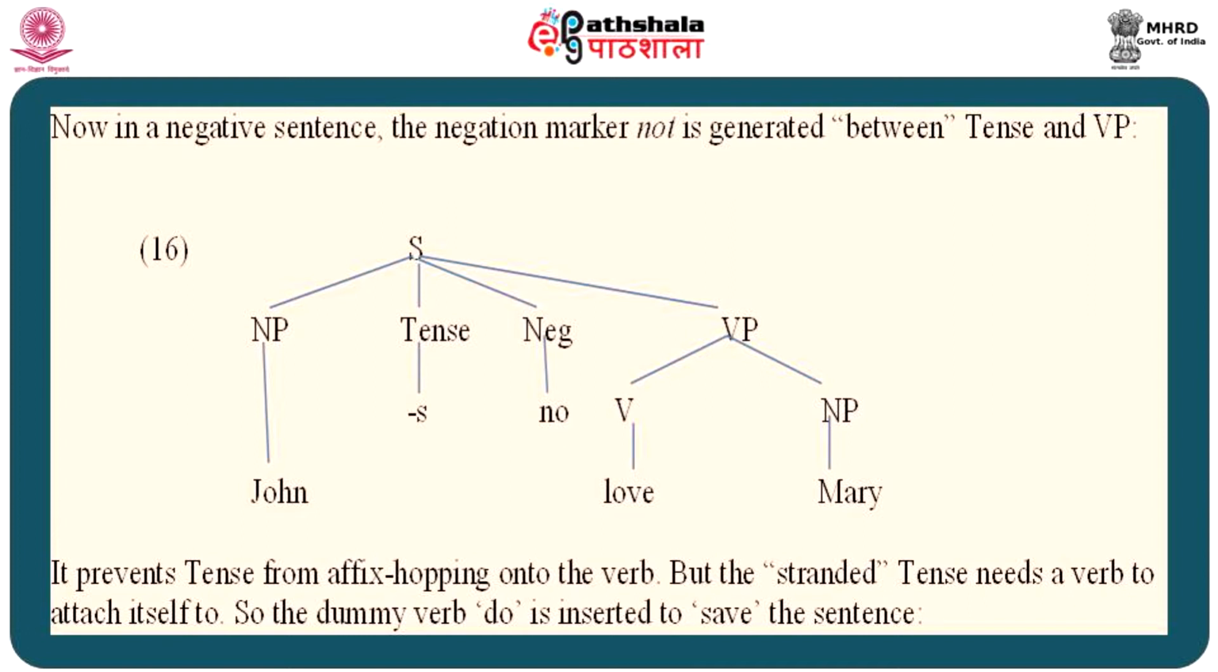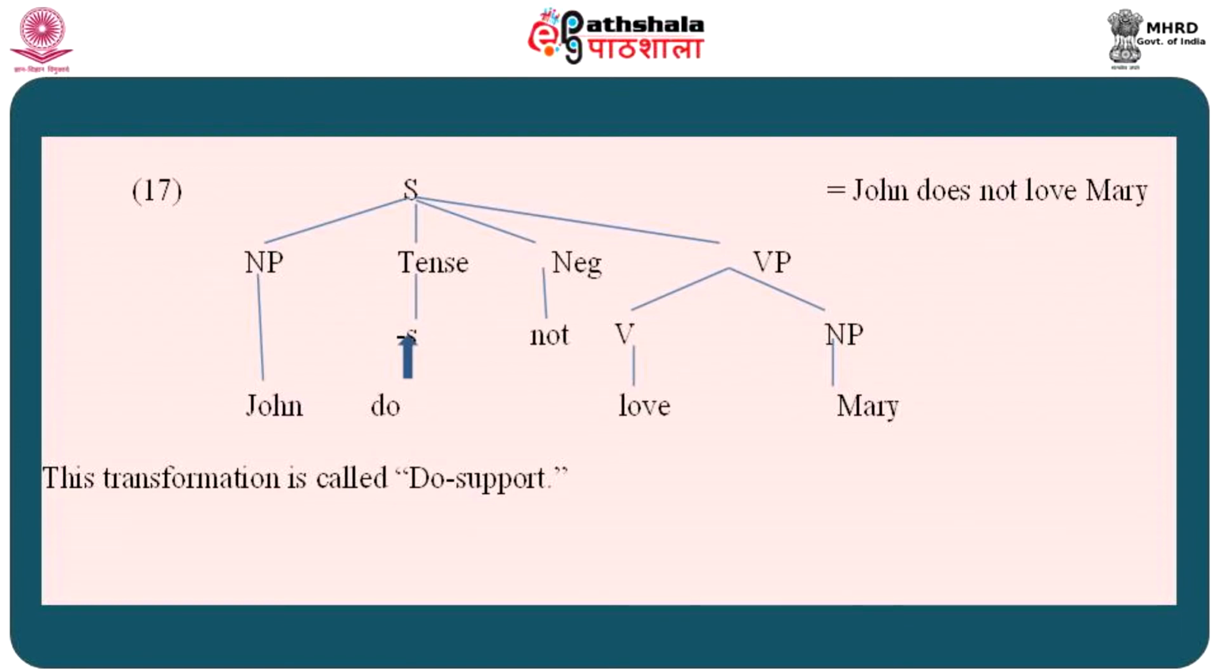Now in a negative sentence, the negation marker not is generated between tense and VP, as you see it on the representation on your screen. It prevents tense from affix hopping onto the verb. But the stranded tense needs a verb to attach itself to. So the dummy verb do is inserted to save the sentence. And that's how you get John does not love Mary.